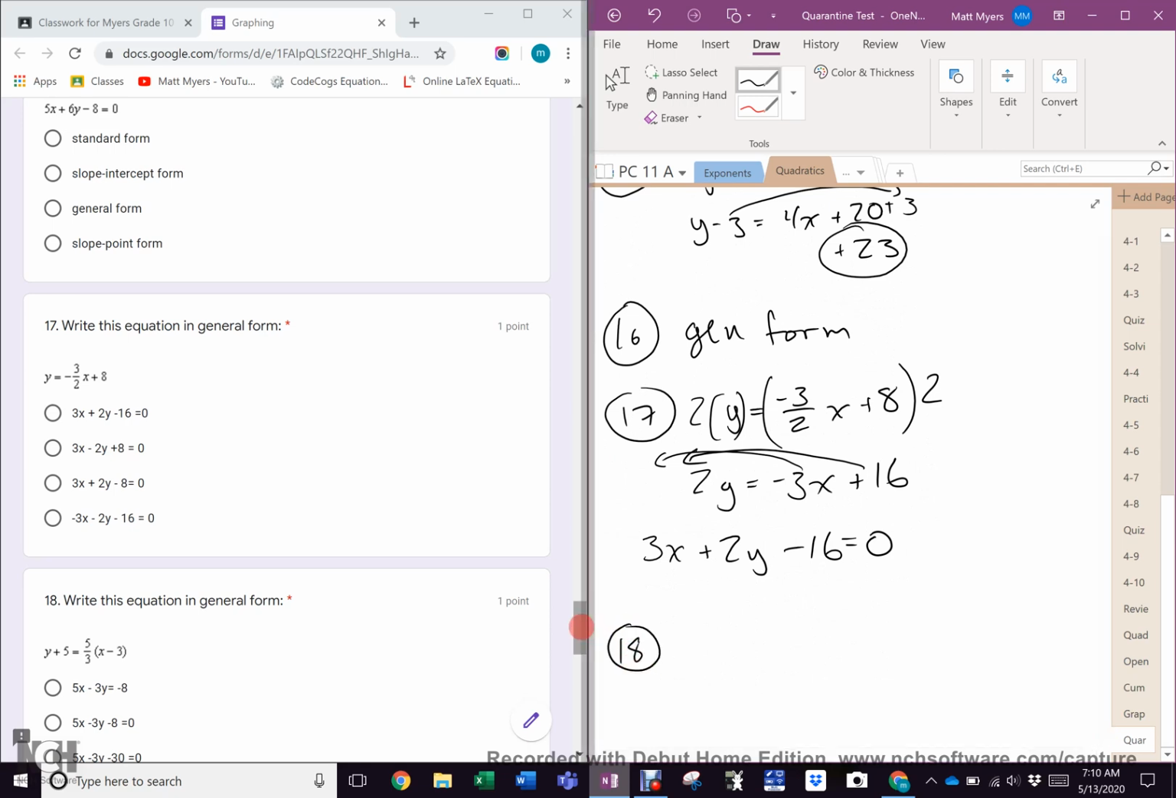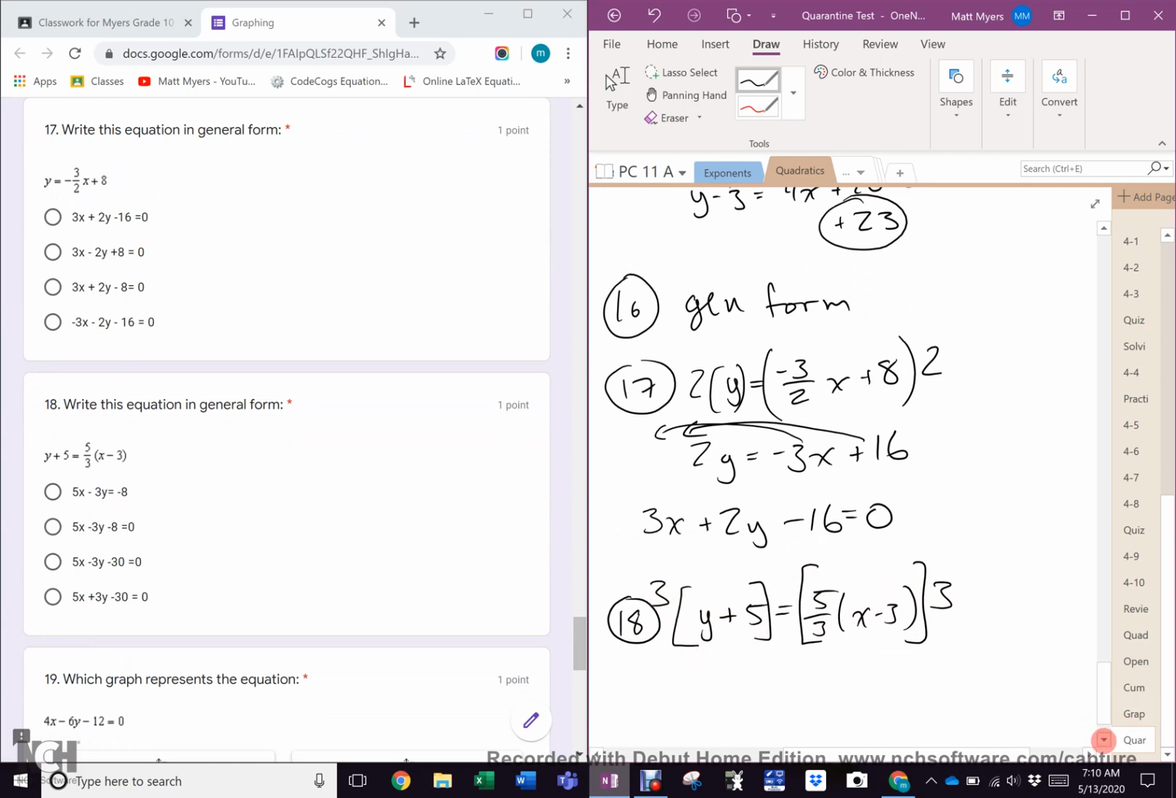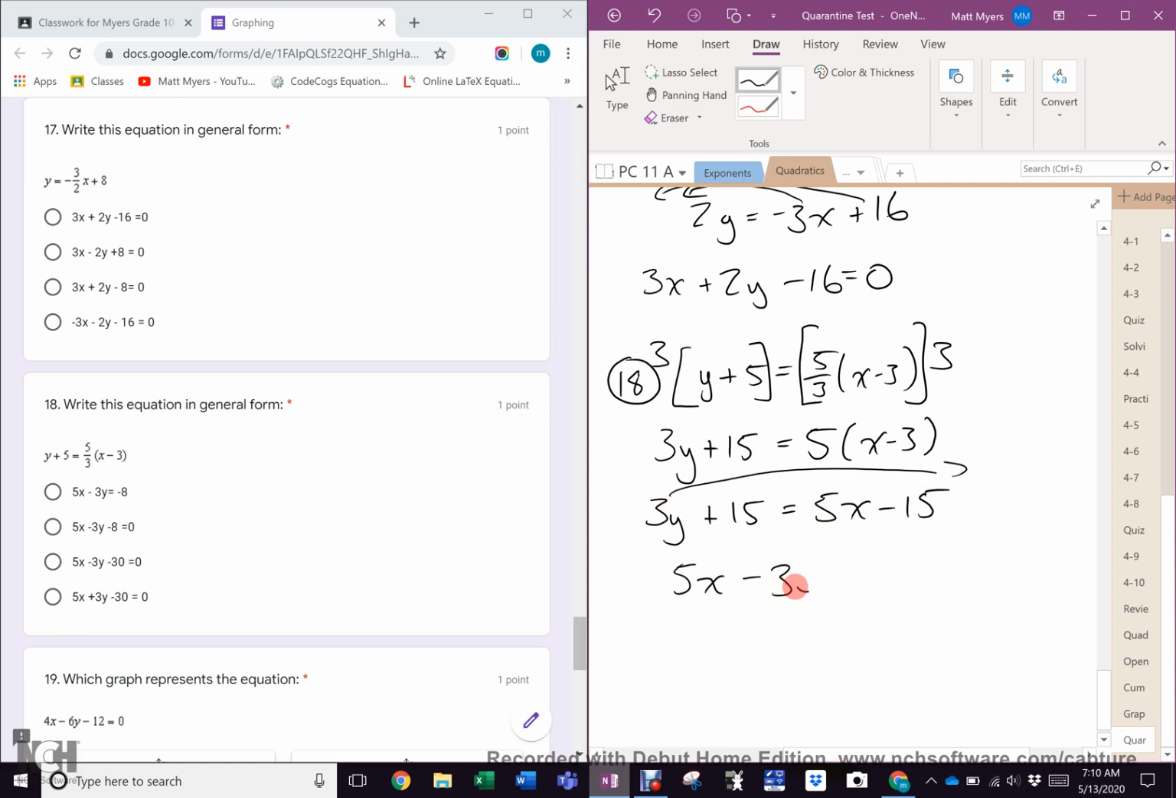Number 18. Write that in general form. General form again: no brackets, no fractions. So you multiply both sides by 3 to get rid of the fraction. 3y plus 15 equals 5x minus 15. x needs to be positive. It already is. So 5x, bring the 3y over here, minus 3y. Bring the 15 over there, minus 15 minus 30 equals 0.